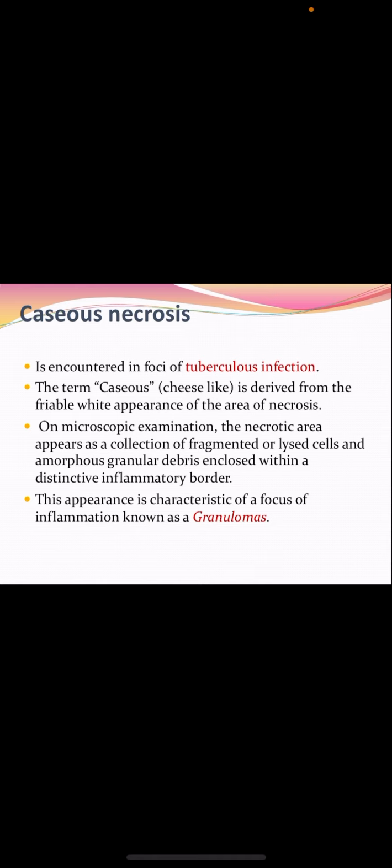On microscopy, the necrotic area appears as a collection of fragmented or lysed cells and amorphous granular debris enclosed within a distinctive inflammatory border. This appearance is a characteristic focus of inflammation known as a granuloma. Granulomas are most commonly seen in tubercular infection. In the granuloma's central portion, you will see caseous necrosis, surrounding which you will see modified macrophages called epithelioid cells, lymphocytes and Langhans type of giant cells.